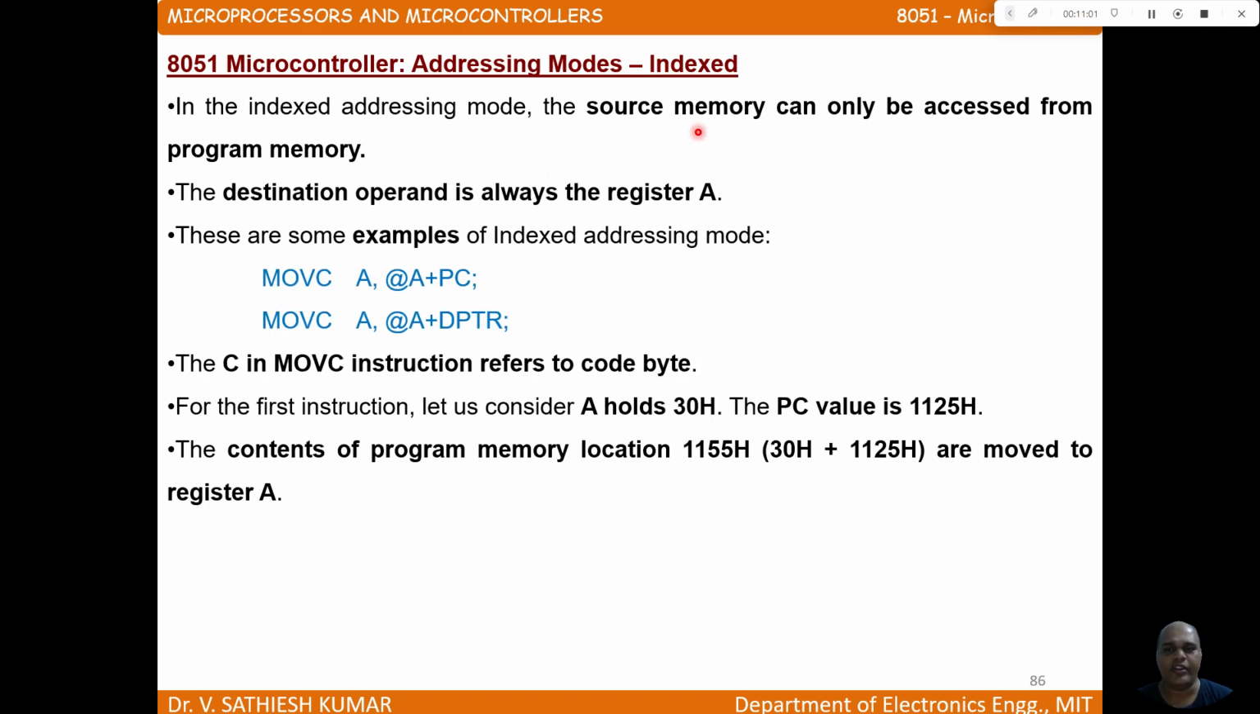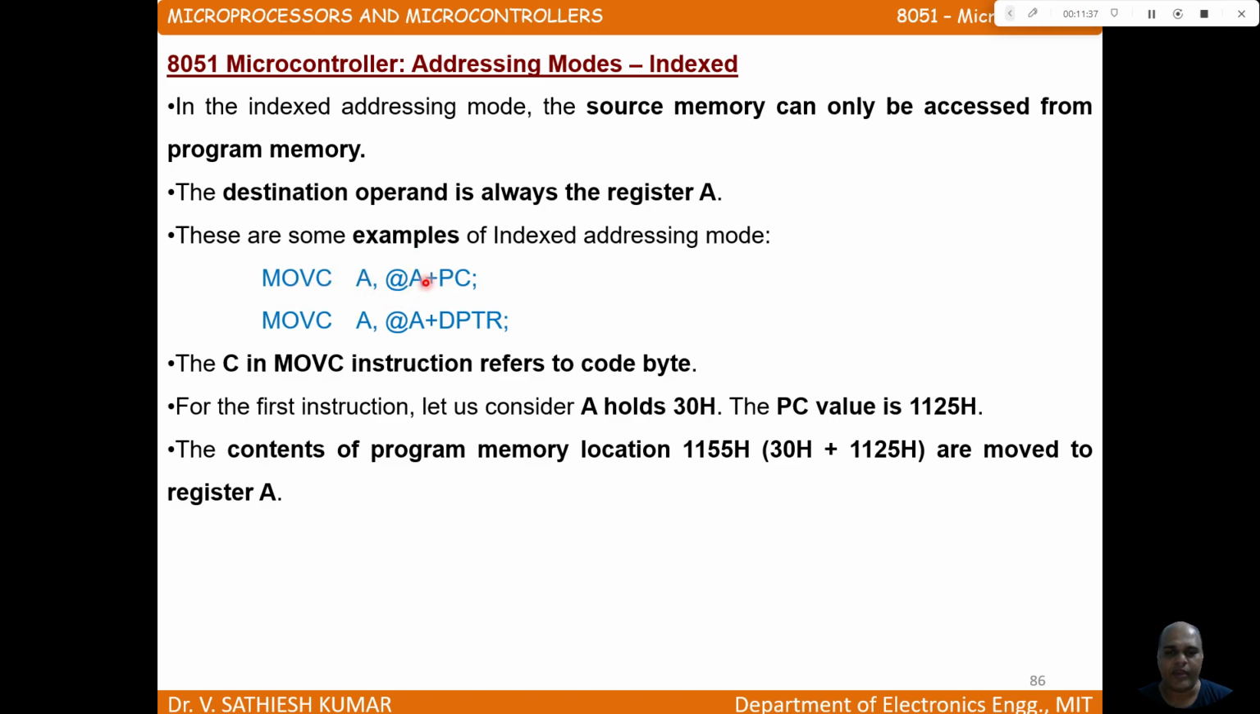Next addressing mode is your indexed addressing mode. In indexed addressing mode, the source memory can only be accessed from program memory. So we are going to access the data stored in a program memory. So the destination operand always should be an accumulator. Some of the examples in indexed addressing mode are MOVC A, @A+PC. C represents that we are going to access a code memory or code byte.